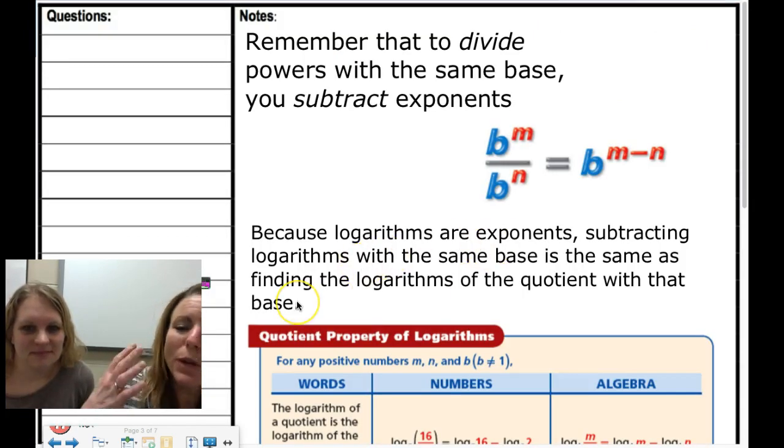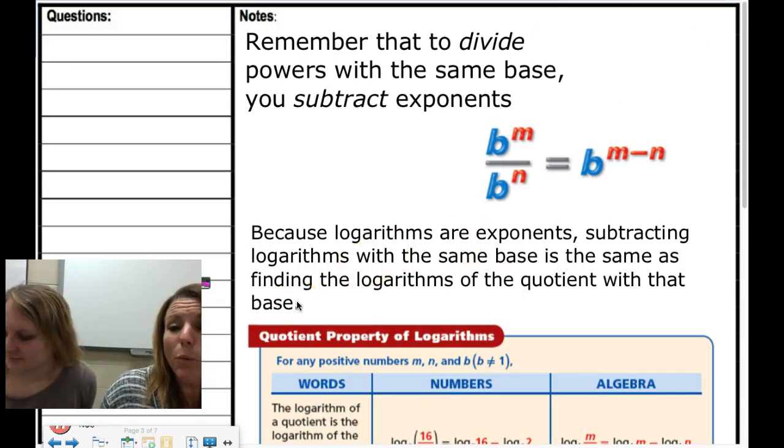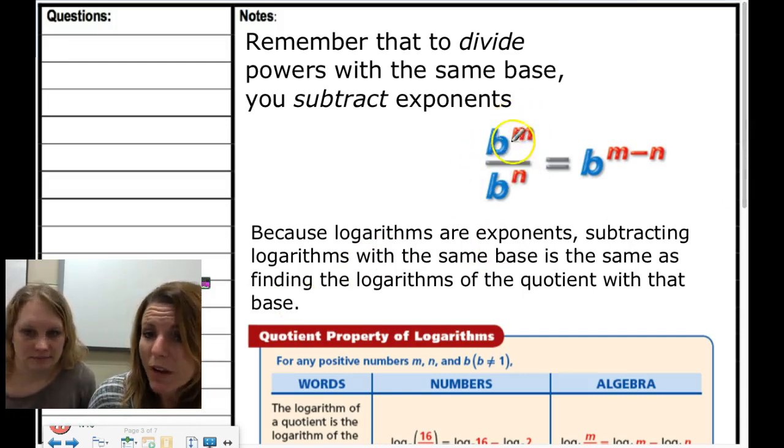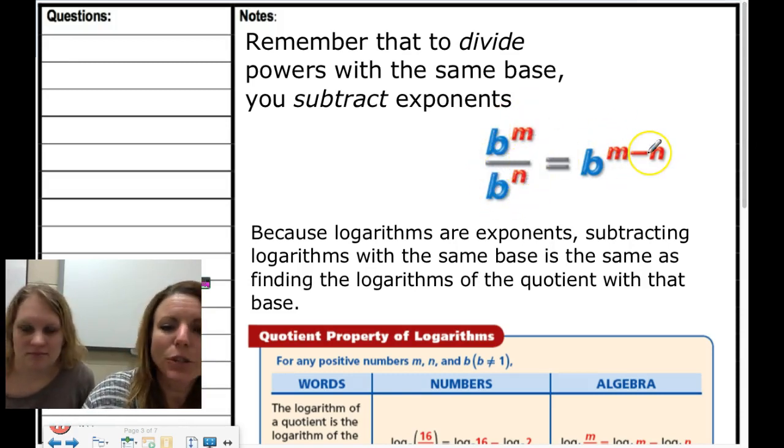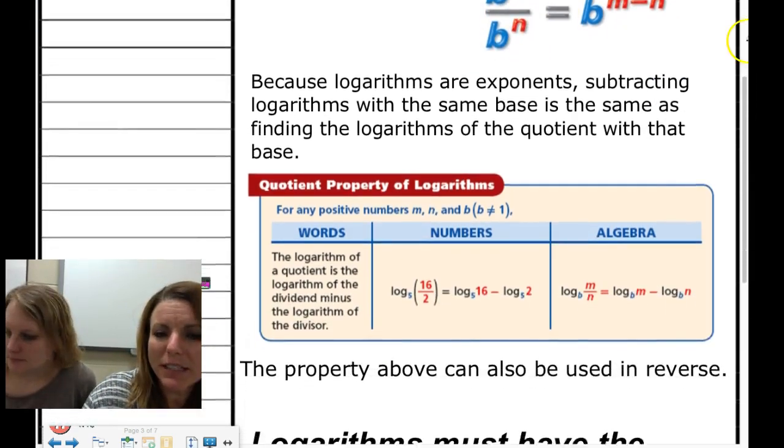On the next page, we talked about what we do to exponents when we're multiplying. Now we're going to talk about what we do when we're dividing. So long as we have the same base, we subtract our exponents. So let's go over the property that's listed right here.